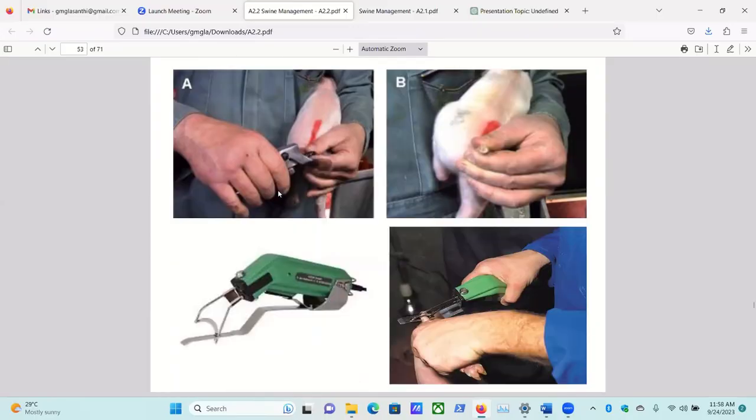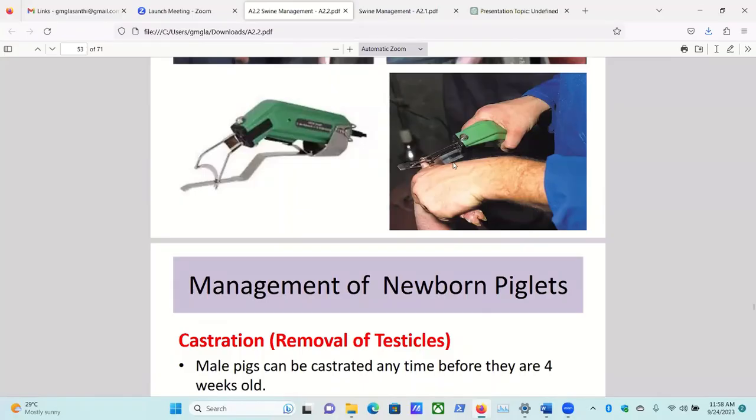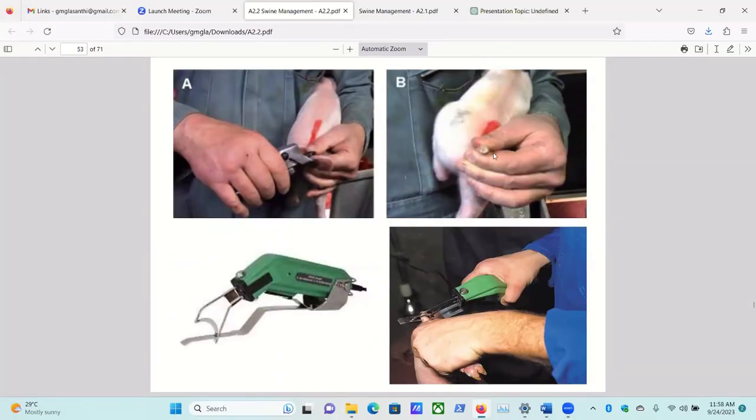To avoid such type of things, you can do tail docking, and this is the tail docker. Here current is applied, then the blood vessels and the nerves are sealed.